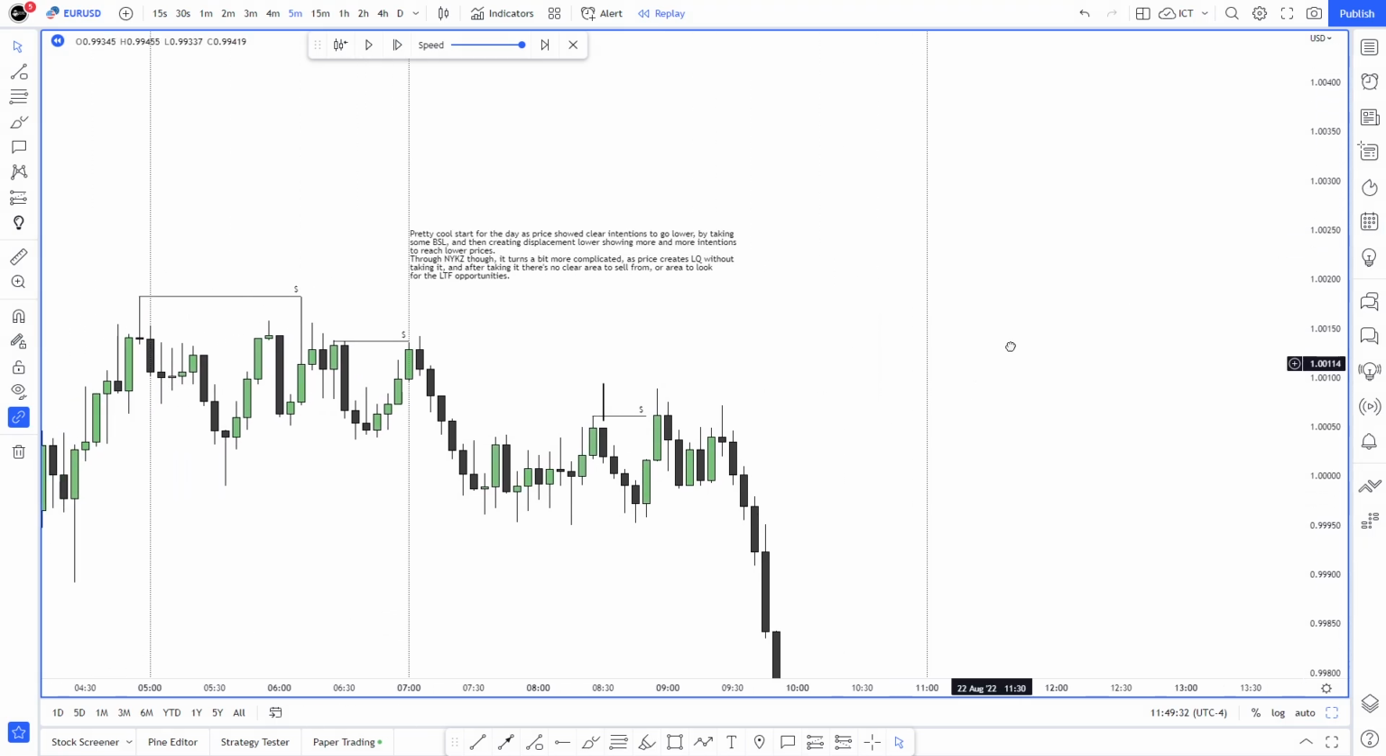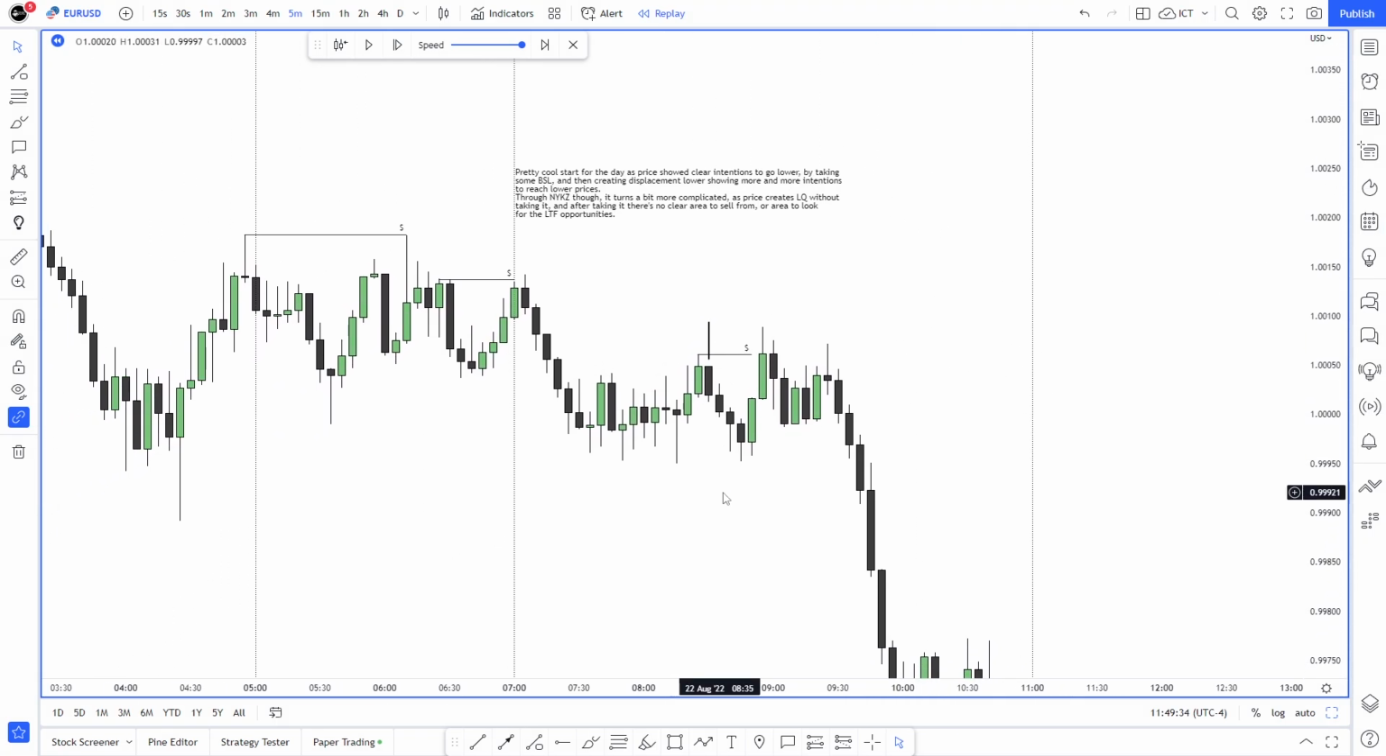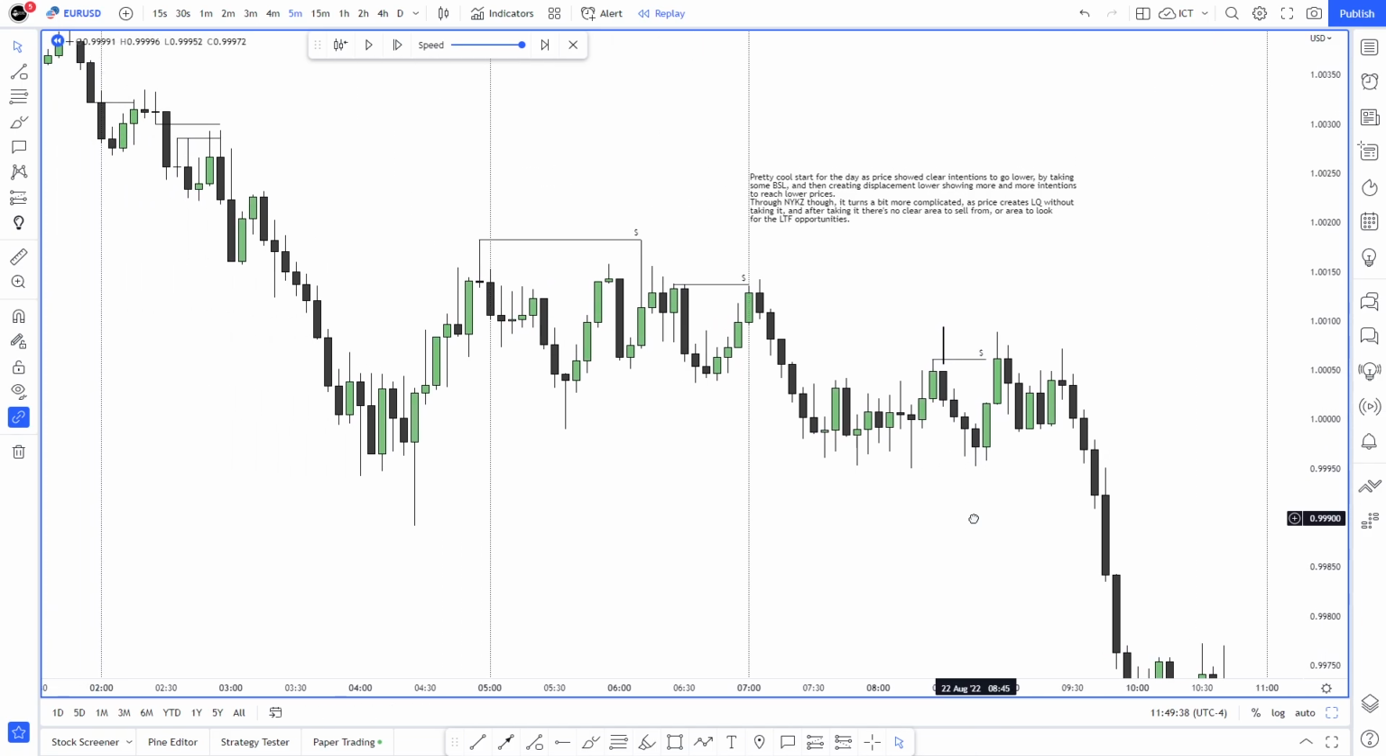Session opens, and I look for that after 8:30. Session opens, goes lower. Do keep in mind that what session did here is that it began after a run on buy side liquidity, and it basically began inside of a 5-minute fair value gap.